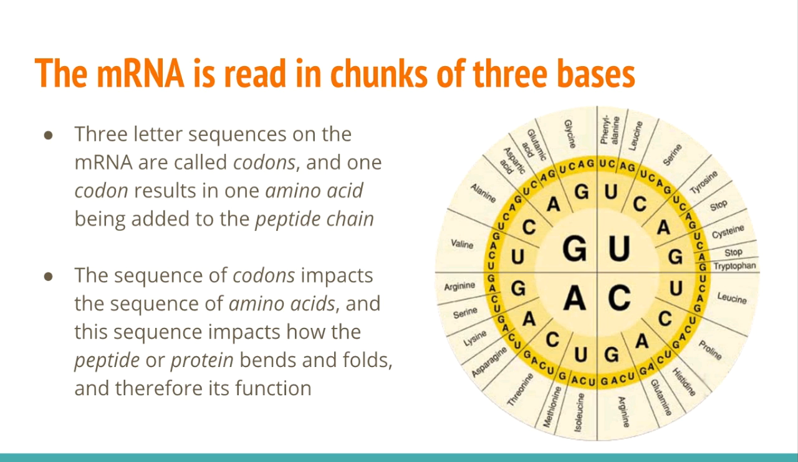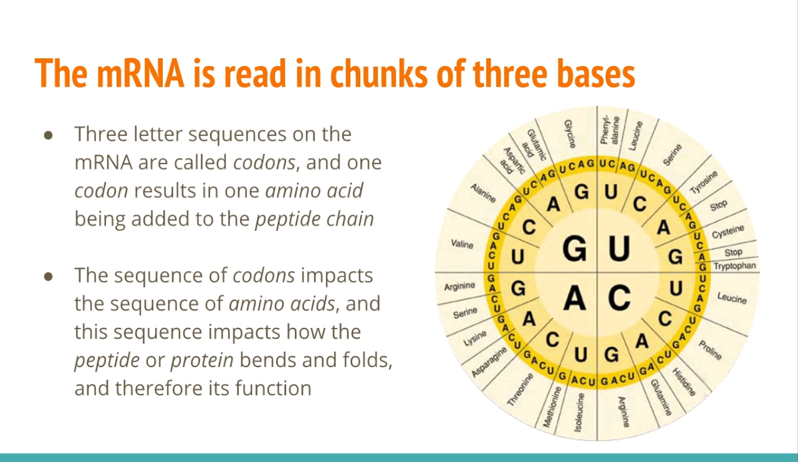So if one of those letters is changed in the codon, it can result in a mutation, and we'll talk about those later. But if a mutation occurs, if the sequence of nucleotides changes, the resulting amino acid can change as well, and that could disrupt the resulting protein or peptide by impacting how it folds or how it bends. And since the shape of a protein determines its function, it can change the entire function of the protein as well.